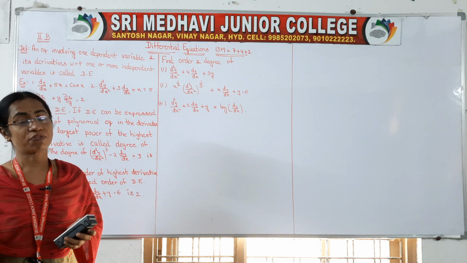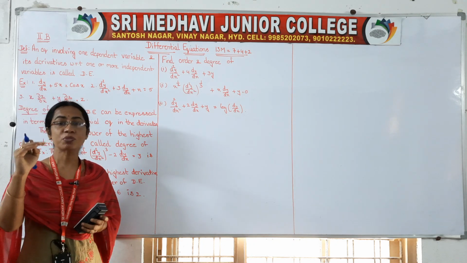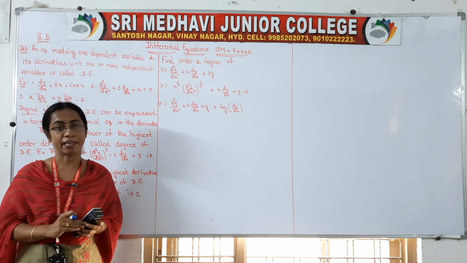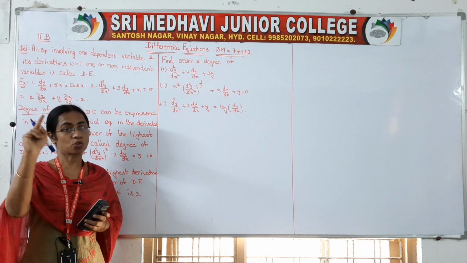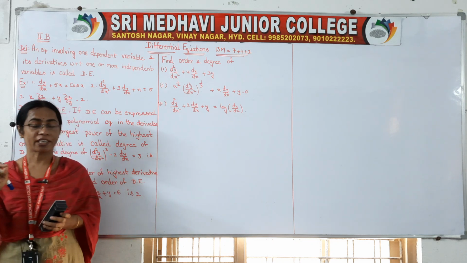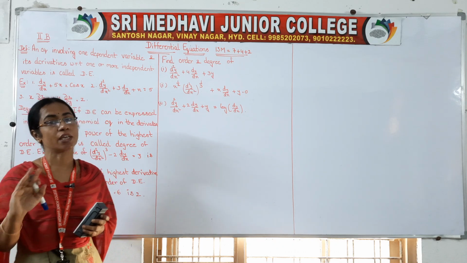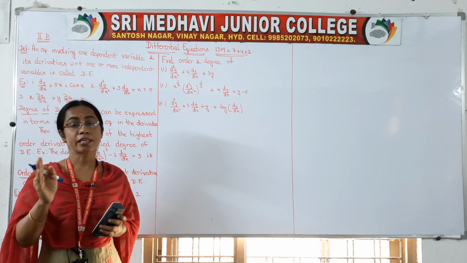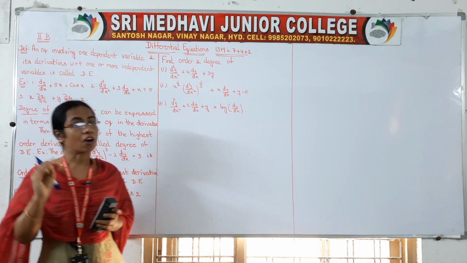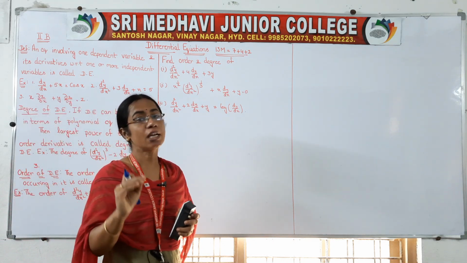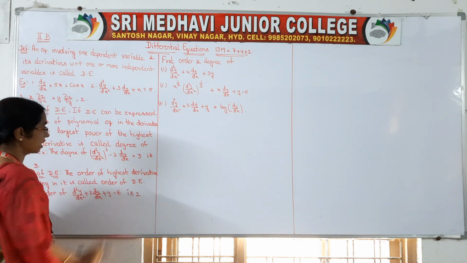So 2 times we differentiated, so its order is 2. And the highest order term's power is called its degree, right? Power means the exponent; power and exponent are the same. The exponent, or the power, of the highest order term in a differential equation is called the degree of the differential equation. Okay, so degree of differential equation.